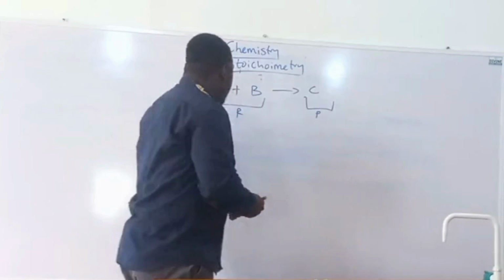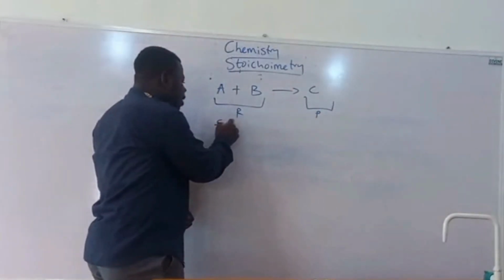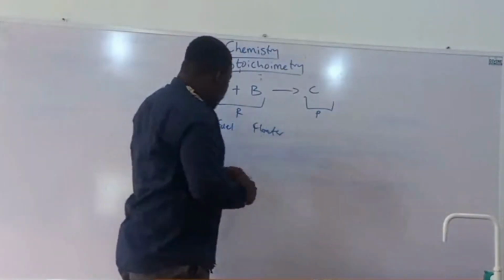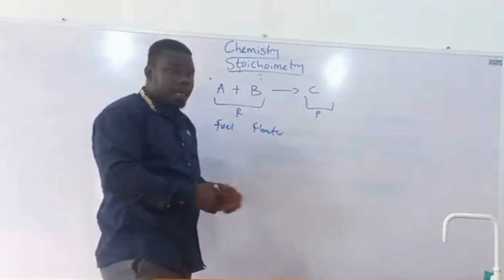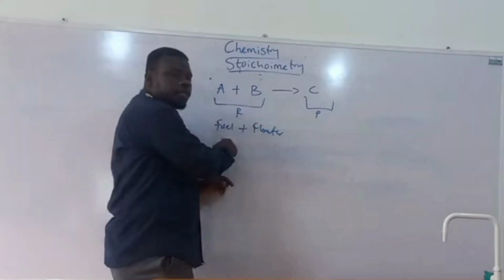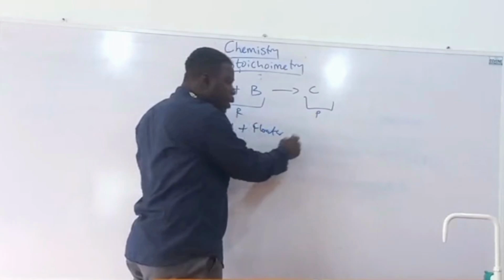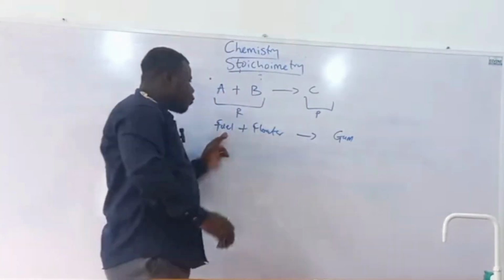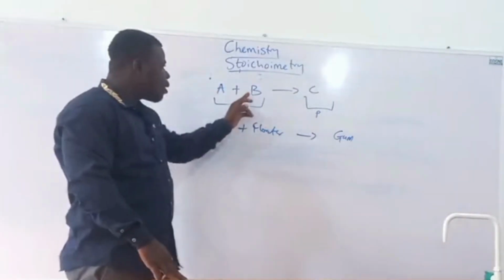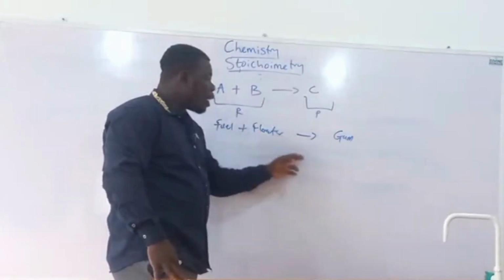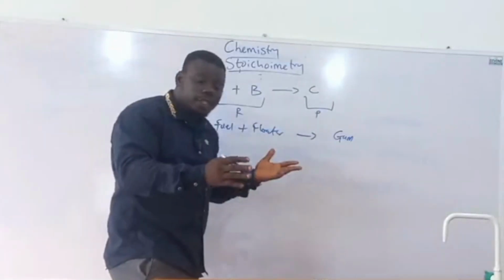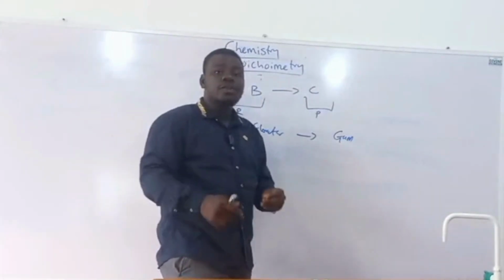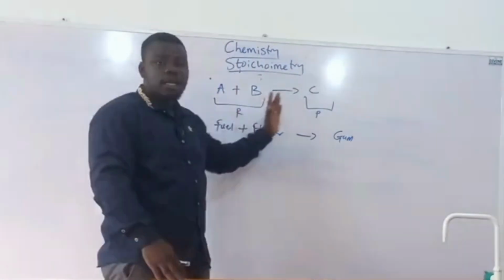Now, for example, let's see fuel or petrol and flour. These are two reactants coming together to react. Once they react, the fuel and the flour disappear for gum to appear. The fuel is reactant A, the flour is reactant B, and when they react together, they vanish, and what appears is gum. So the gum is C. So this is the relationship between the reactant and the product.